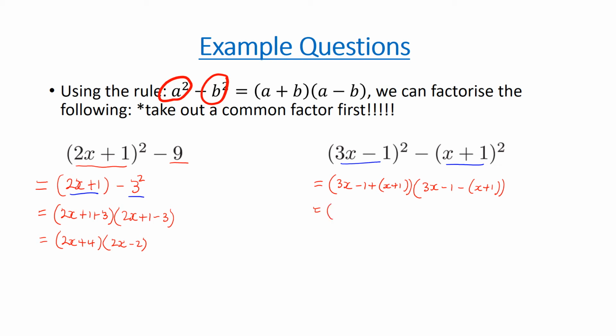This expands to 4x, and then the minus 1 and the plus 1 cancel each other out, so just 4x. And remember that this minus makes that a negative x and makes it a negative 1, so we end up with 2x take 2.